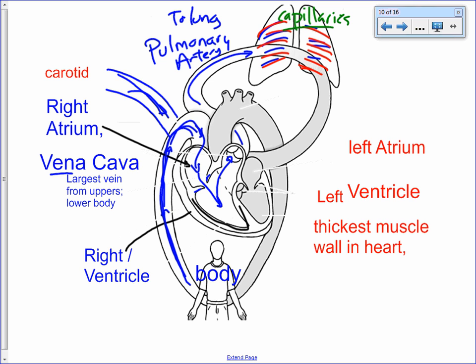This is where the exchange of gas is happening. Oxygen comes, it just goes through diffusion. Oxygen diffuses in, carbon dioxide diffuses out. And then it's going to go back to the heart to be pumped to the rest of the body.